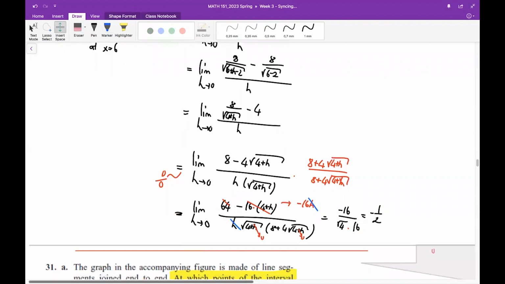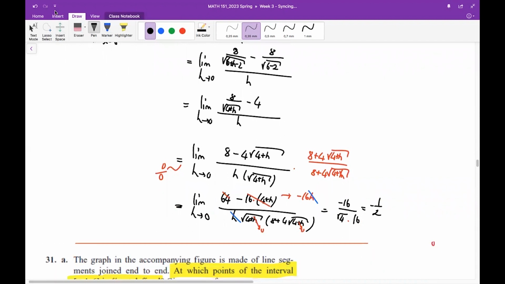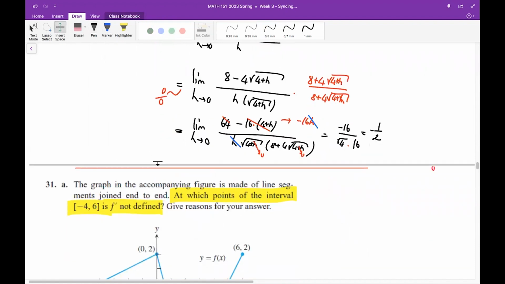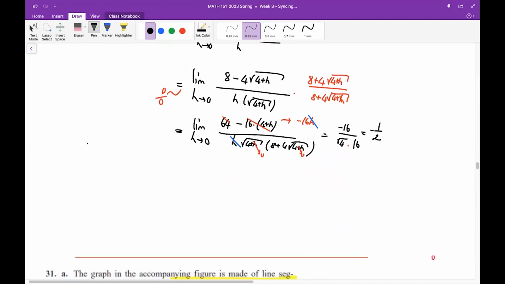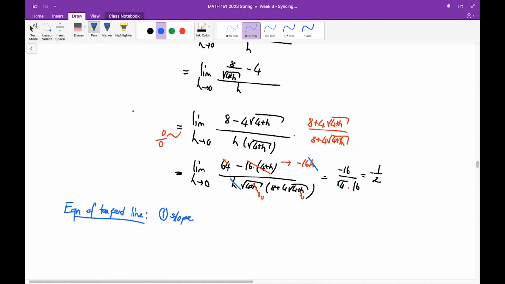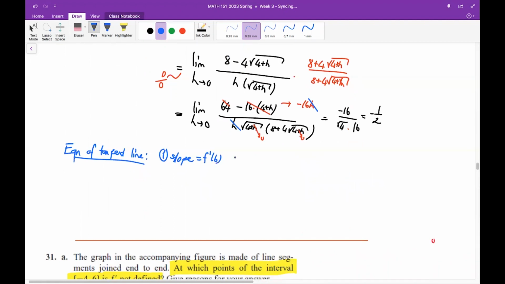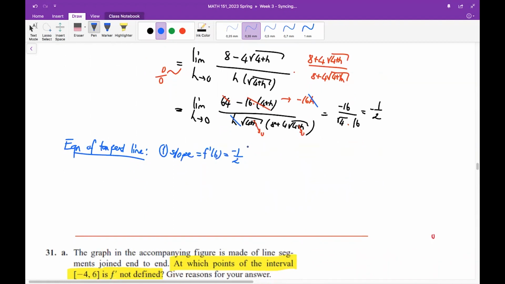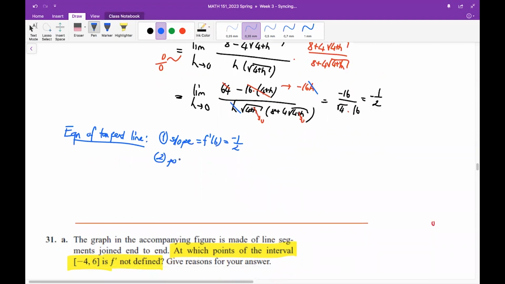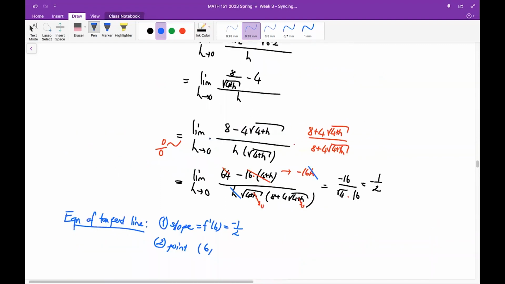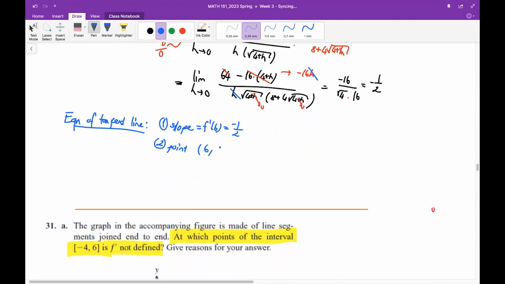Now I am ready to construct the equation of the tangent line, okay? Let's construct. Okay, so the equation of the tangent line now. We know the slope. Slope is computed here by this limit definition of the first derivative. Slope is the first derivative at 6, and it is computed as minus 1/2. Second, we also know the point. What is the point? (6, 4). It is given in the statement.